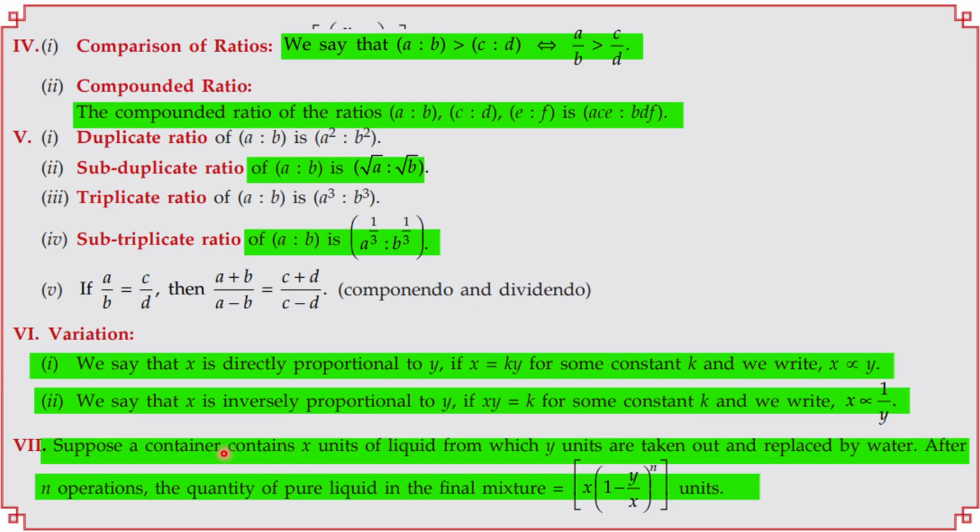Suppose a container contains x units of liquid from which y units are taken out and replaced by water after n operations. The quantity of pure liquid in the final mixture equals x into (1 minus y by x) power n units.